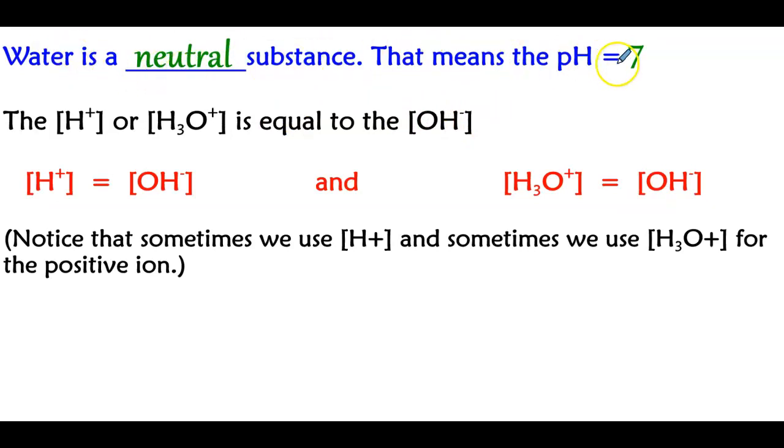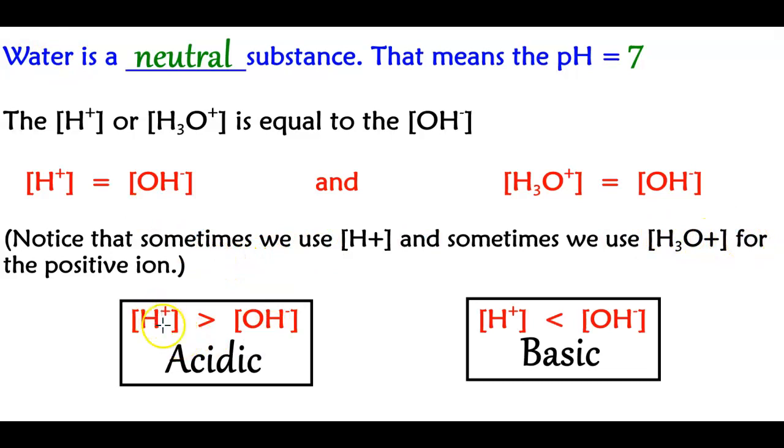So water is neutral. It has a pH of 7. That means that the amount of hydronium and the amount of hydroxide are equal to each other. And you can write that like this, or you can write it like this. It means the same thing. Notice that sometimes H+ is used instead of H3O+ for the positive ion. It's also good to note that when you have a solution that has a greater amount of hydrogen than there is hydroxide, this is when it becomes acidic. And if the solution has a greater amount of hydroxide than the amount of hydrogen, the solution is considered basic.